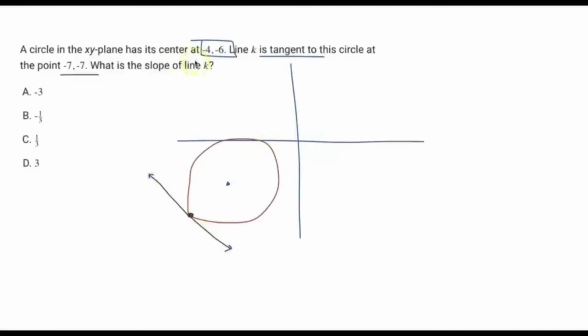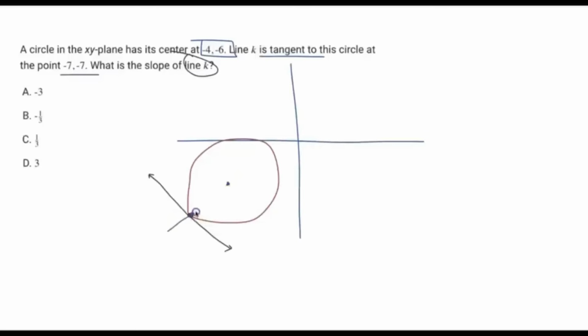And so we want to know the slope of this line. So the only way to determine the slope of this line is to use the information we already know. So we know 2 coordinate points, right? And of these 2 coordinate points, only one of them is actually on line K. And so what we need to do here is actually find the slope of the perpendicular line to line K.